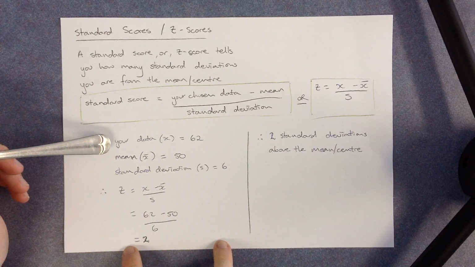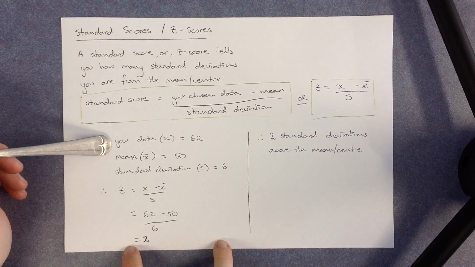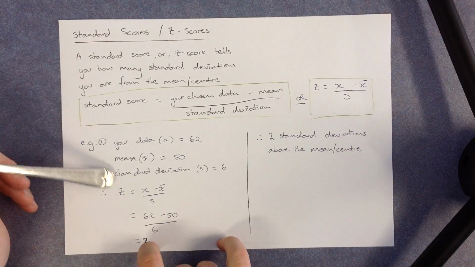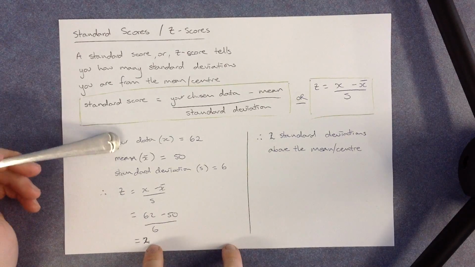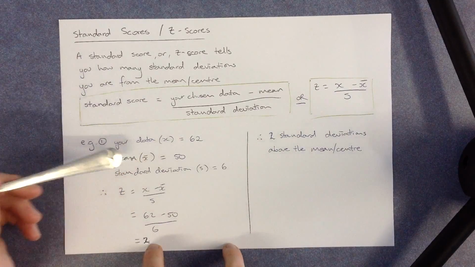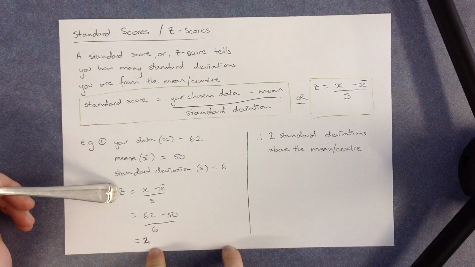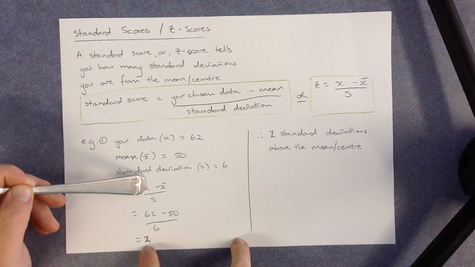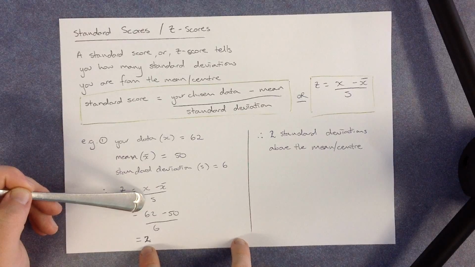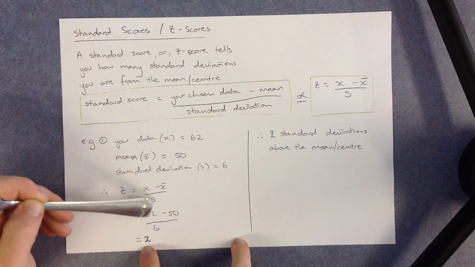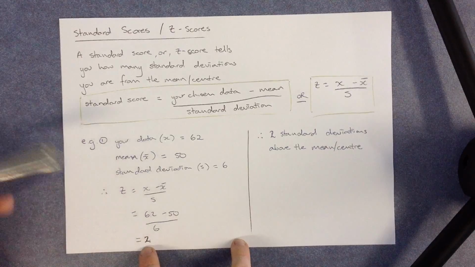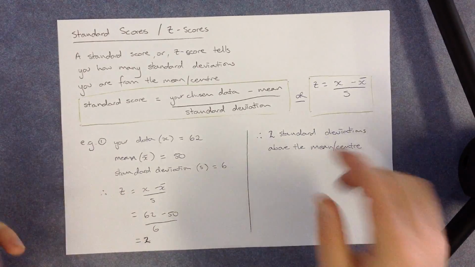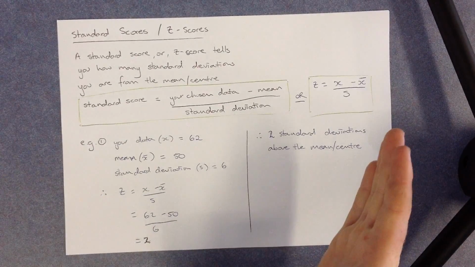You're looking at the number 62 and you're told in this same set of data the mean is 50 and the standard deviation is 6. We can just put that in the formula and work out where this piece of data, 62, sits according to this normal distribution. So our z-score, our amount of standard deviations from the middle, is x minus the mean divided by the standard deviation. So it's 62, that's the piece of data we're looking at, minus the mean divided by the standard deviation. In this case, our z-score was 2. Now that means that we are 2 standard deviations above the mean or the centre.